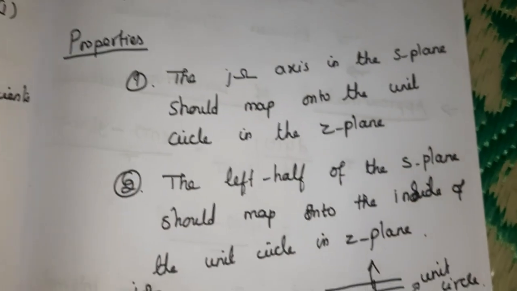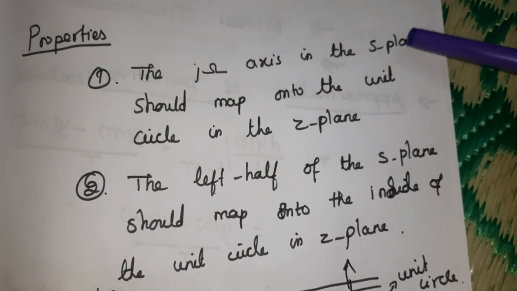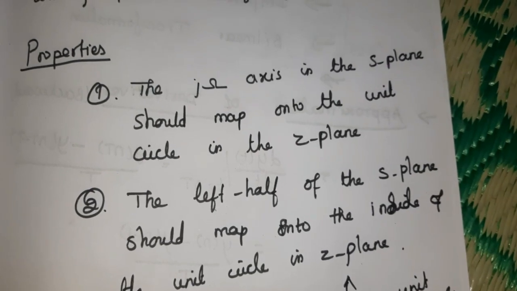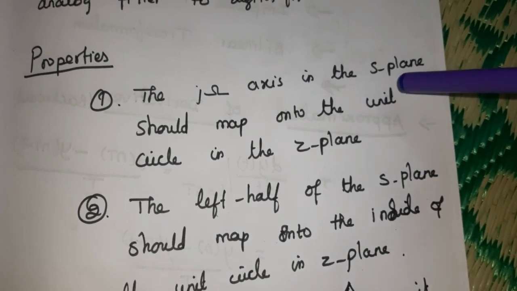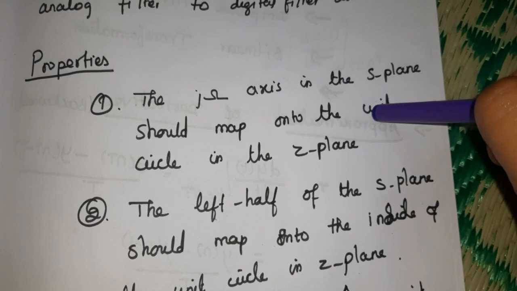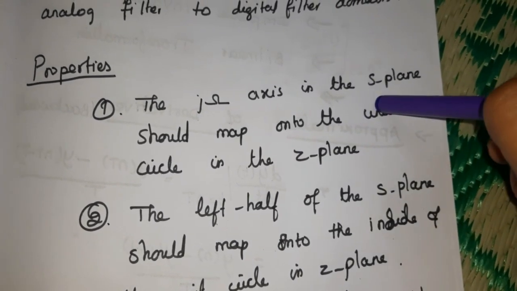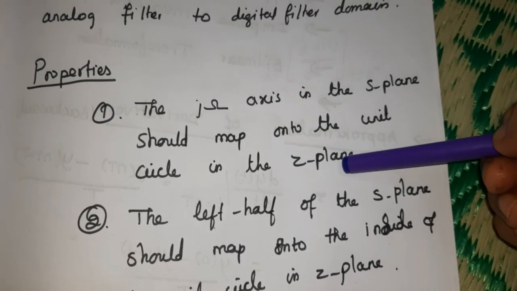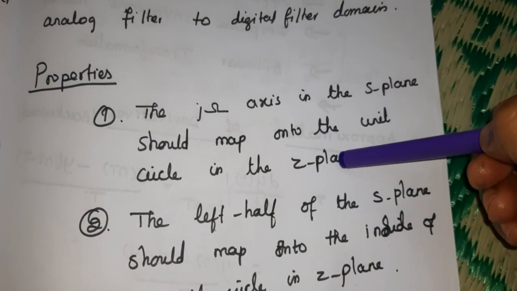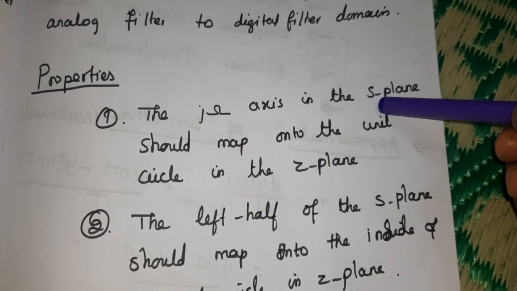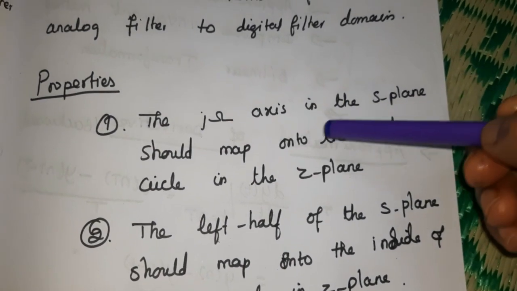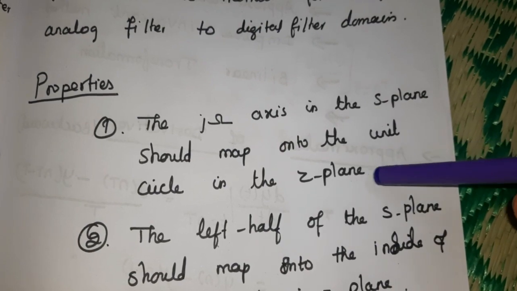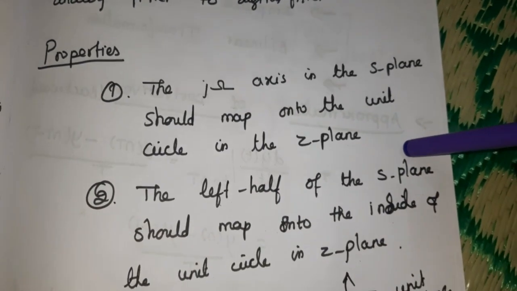Now the properties for conversion. Here the analog filter is converted into a digital filter. The concept is that we are converting the S plane to the Z plane. The S plane is used for continuous signals, and for discrete signals we use the Z plane. So we have to map the S plane to the Z plane. The j omega axis in the S plane should map onto the unit circle in the Z plane, and this is one property.